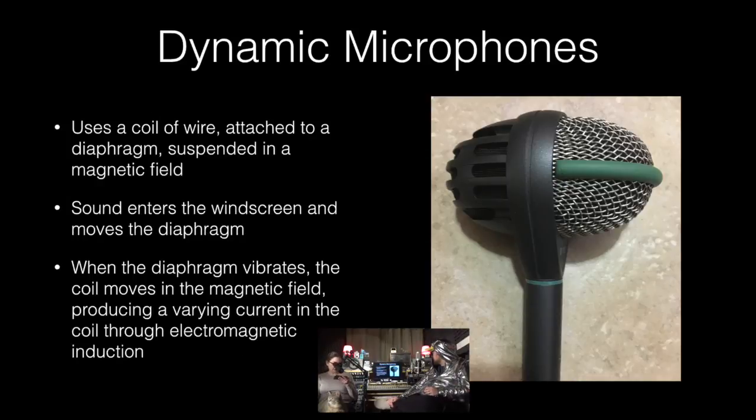They use a coil of wire attached to a diaphragm suspended in a magnetic field. That's how they work. So the diaphragm moves forward and backward. Sound enters the windscreen and moves the diaphragm. And when the diaphragm vibrates, the coil moves in the magnetic field, which produces a varying current in the coil through electromagnetic induction.